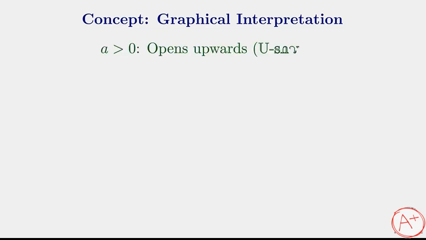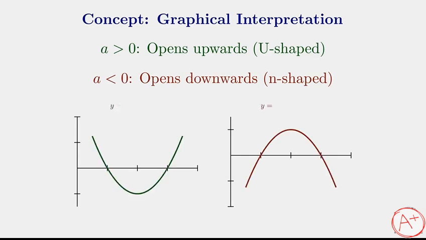The shape of the parabola depends on the coefficient a. If a is greater than 0, the parabola opens upwards, forming a U-shape. If a is less than 0, it opens downwards, forming an N-shape. Let's look at two specific examples.